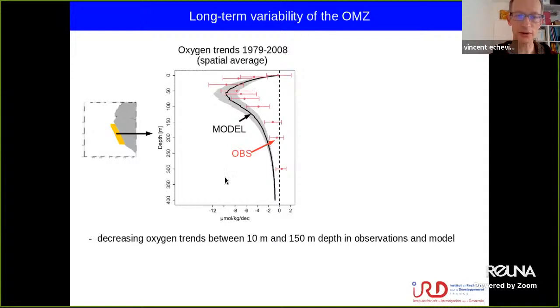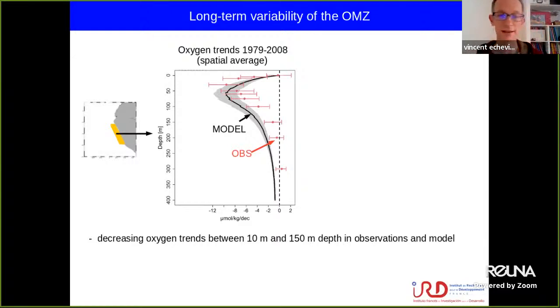If you look at the values, we have a maximum negative trend of 10 micromoles per decade. It means that in 10 years, you lose 10 micromoles at around 50 meter depth. So this is quite important over time. So there is a trend towards deoxygenation. So the system is losing oxygen over this period.